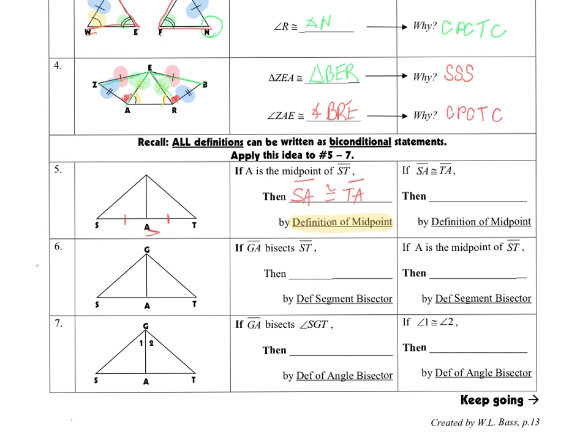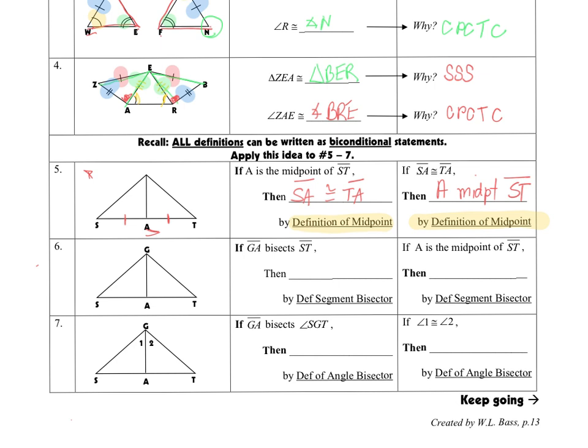If we were given that same figure right here, and we were told that segment SA is congruent to segment TA, then what we should know is that A is the midpoint of segment ST. What's our reason? By definition of a midpoint. Okay, so that's what we're talking about. Our definition is biconditional statements. So let's look at our next one here.